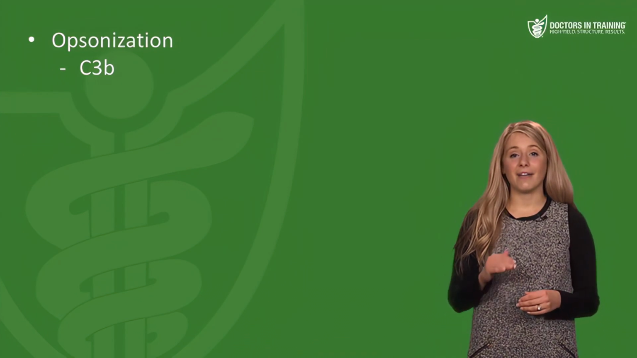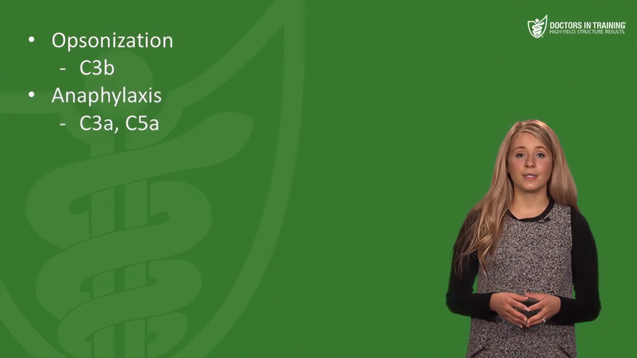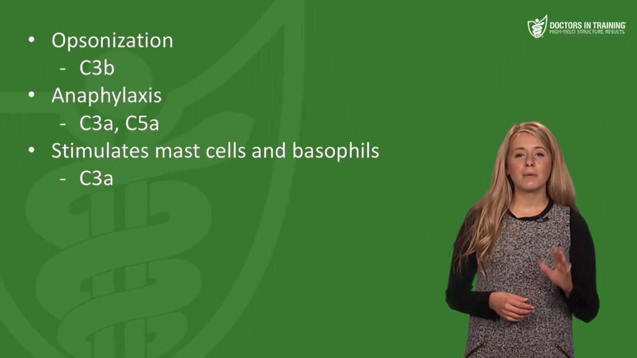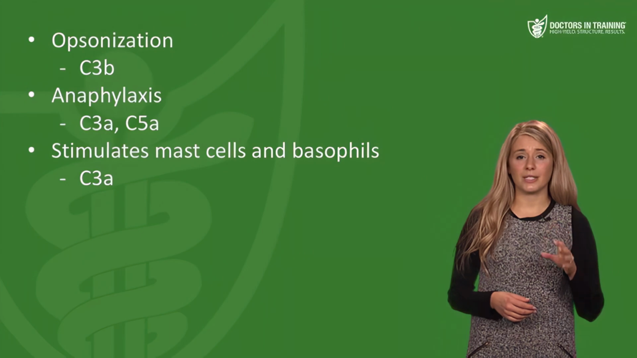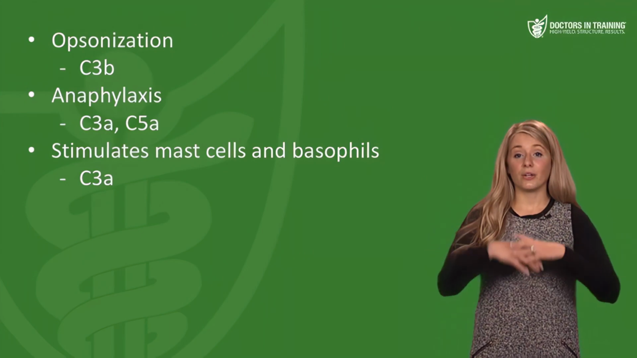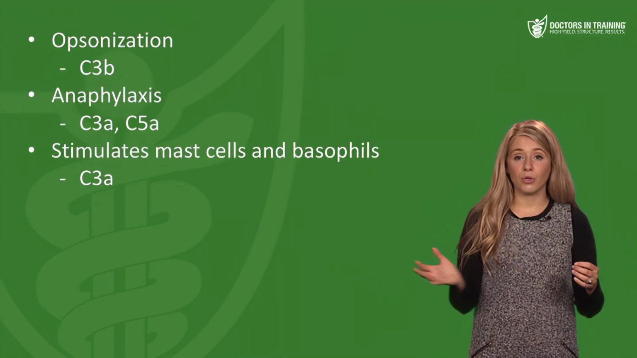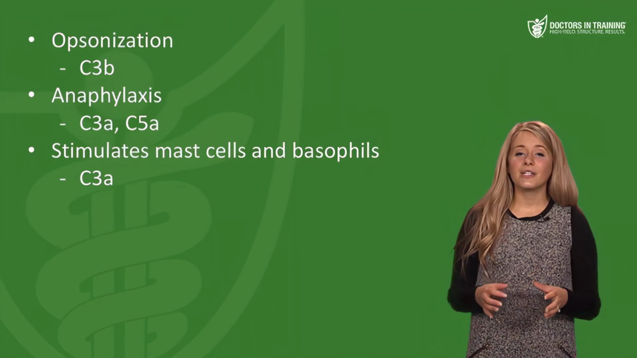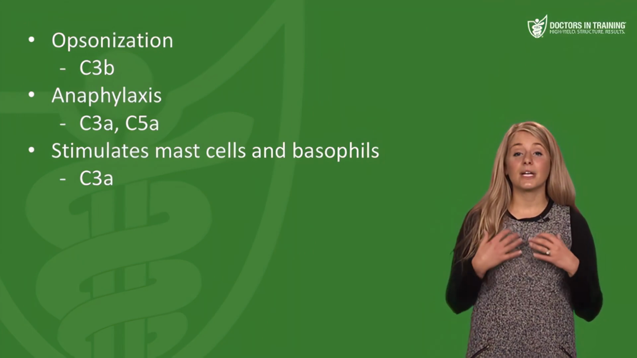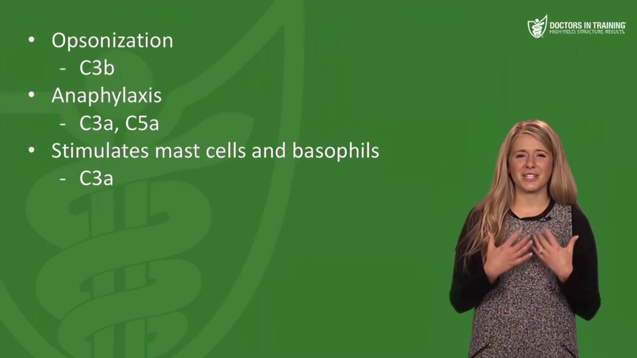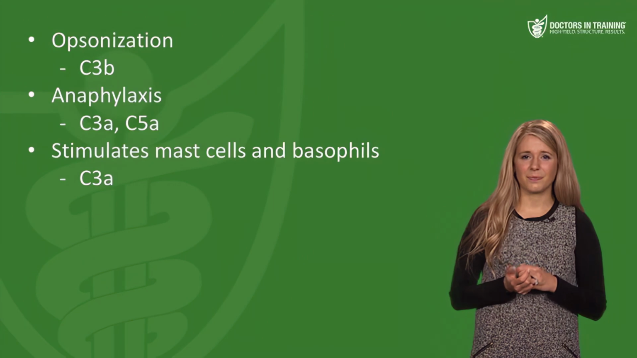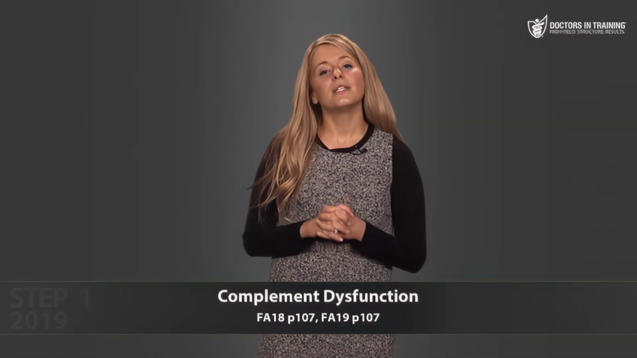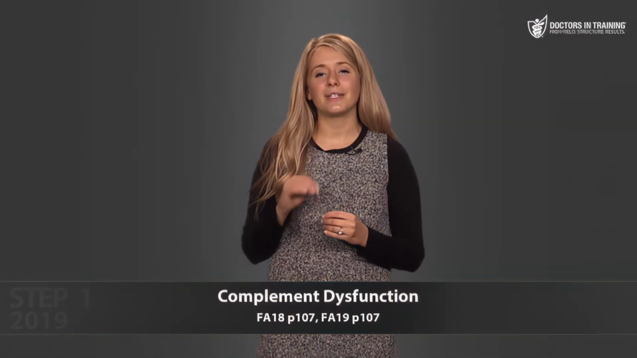C3a and C5a play roles in anaphylaxis. To be more specific, C3a stimulates mast cells and basophils. And remember what we talked about: mast cells and basophils release histamine, which causes vasodilation and increases vascular permeability, allowing fluid to flow through those vessels, which can lower the blood pressure and lead to anaphylactic shock. That vascular permeability also leads to edema and swelling of the larynx and the tongue, which is why the throat feels like it's closing up during anaphylaxis. And C5a is also involved in neutrophil chemotaxis. Let's talk about some diseases in which the complement system doesn't work correctly.